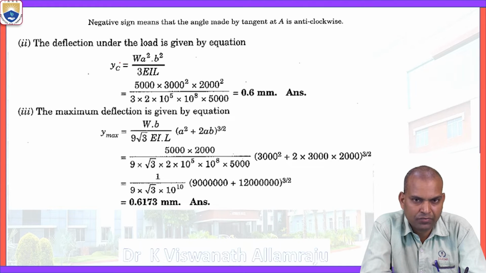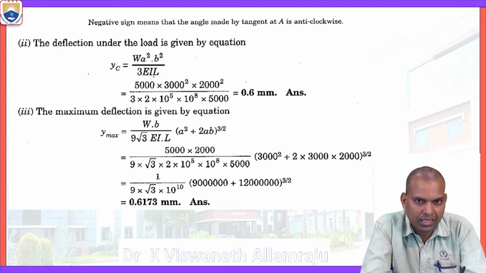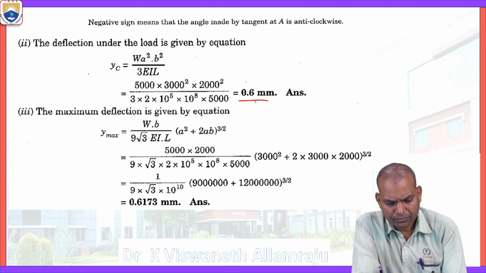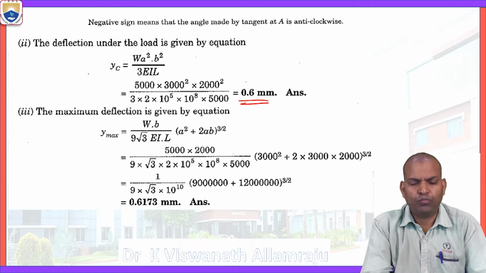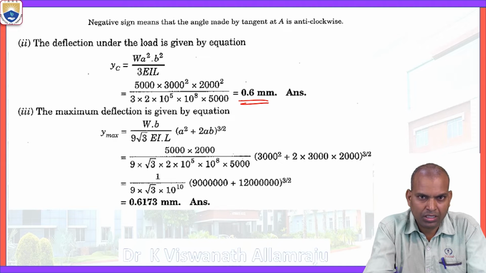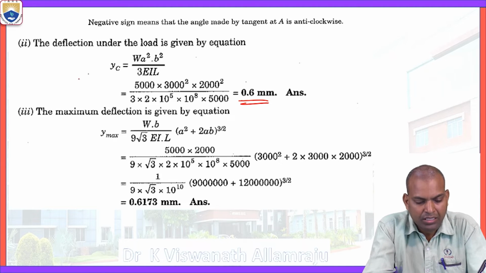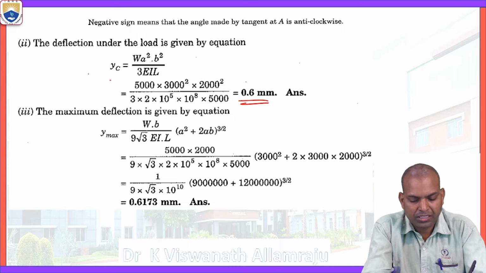The deflection under the load at C is YC equals W A square B square by 3EI times L. Substitute W value and all known values. We know W, that is 5000 newtons, A, B, E, I and L. Then the calculated deflection at the point of the concentrated or eccentric load action, the point C, that YC is 0.6 millimeters.